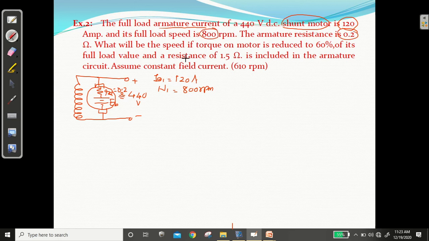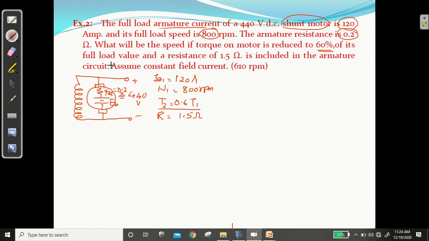Okay, what will be the speed if the torque on motor is reduced to 60% of its full load value? इसका मतलब T2 equal to what? 0.6 of T1. This condition will be given always. What will be the speed if the torque on motor is reduced to 60%, मतलब 0.6 of T1, and resistance of 1.5 ohm. Additional resistance is given. We are going to connect 1.5 ohm in the armature circuit.